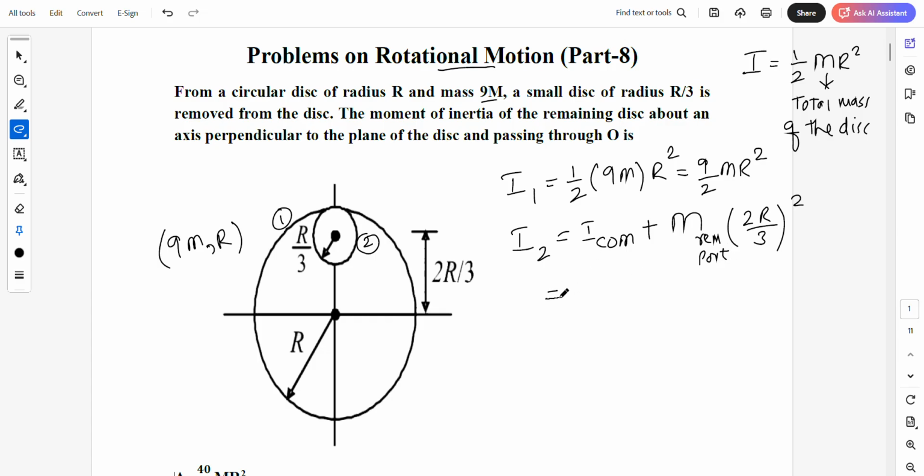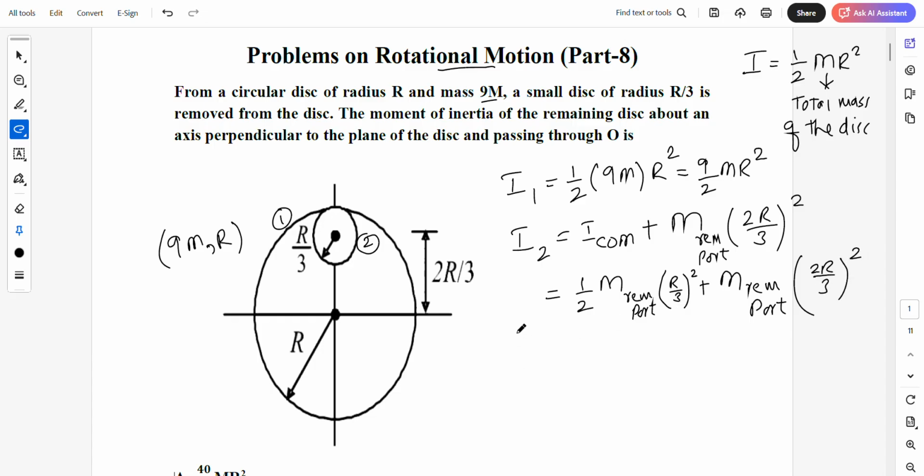Now again, how to write ICOM for this 2, that is 1 by 2 m, that is the removed portion, into how much is the radius of this one? Radius is r by 3 the whole square, plus this m, the mass of the removed portion, into the distance between this point and this point. They are given here, that is 2r by 3 the whole square.